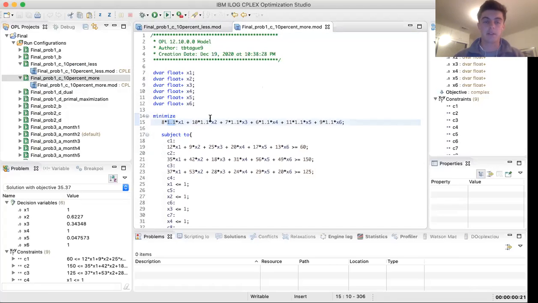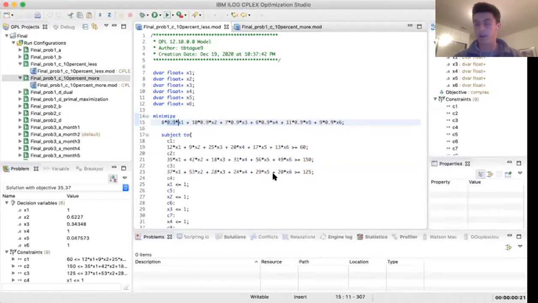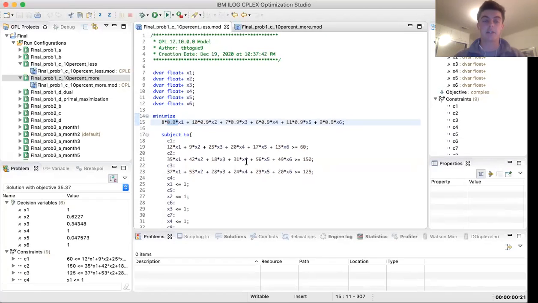For the 10% more, I just multiplied each of the costs by 1.1, and for 10% less by 0.9, pretty straightforward. So obviously the cost is very important to estimate, and a 10% change in cost, in either direction, can result in a massive change in your most efficient cost.